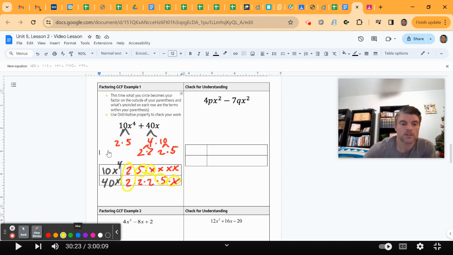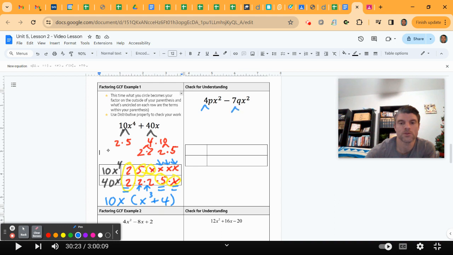Okay, so we have 2 times 5 times x in common, which is 2 times 5 is 10 times x is 10x. All right, what's left over? We have x to the third plus, and then we have 2 times 2, which is 4. So that's what's left over, and that's what you write. For the next one, go ahead and try that on your own.